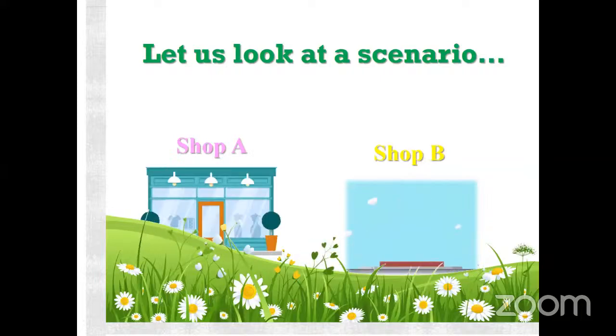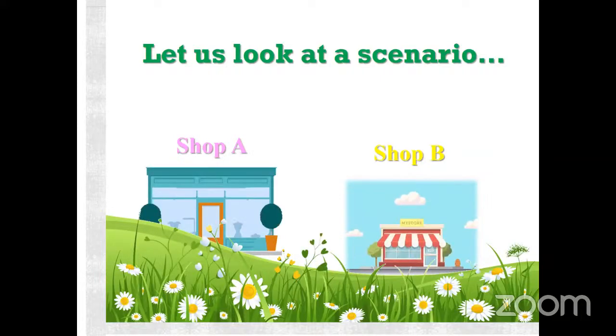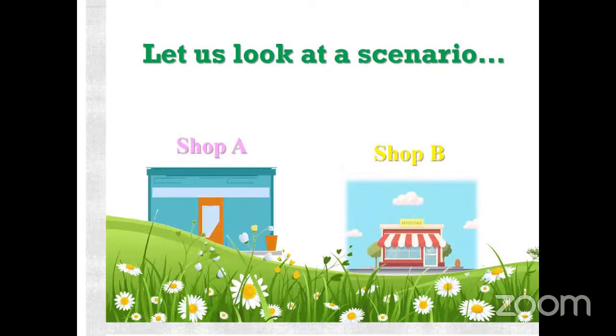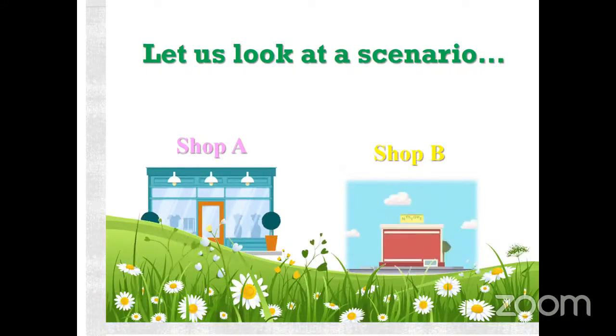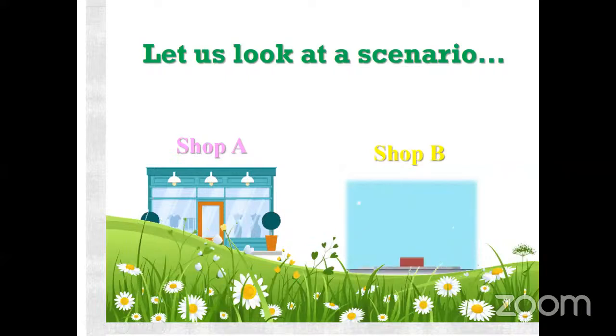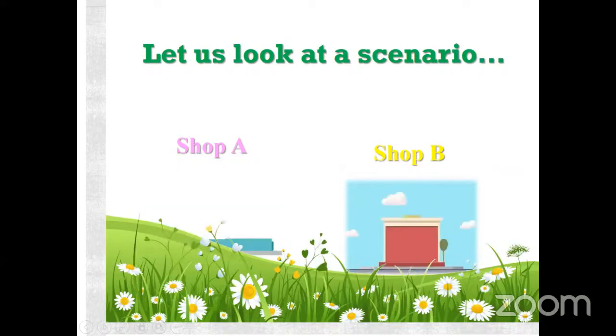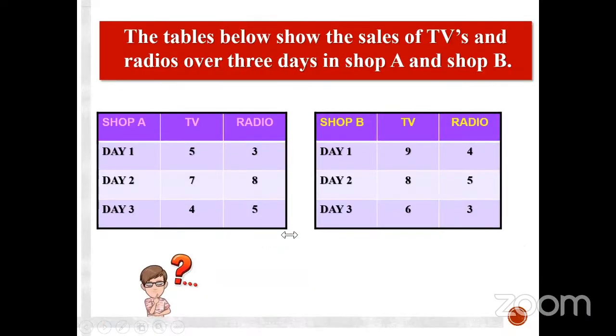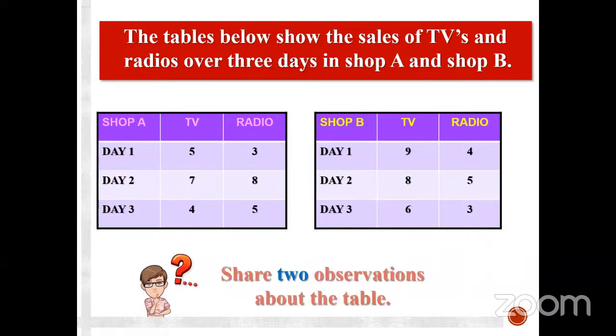We're going to start with a scenario and look at these two shops. We're going to find out what is happening in the background with these shops and see if that information can be useful for us as we explore the concepts related to matrices. So here we are. The tables below show the sales of TVs and radios over 3 days in shop A and shop B. Get your fingers ready. Get your microphones working because I'm going to be asking you a few questions and I'd love to hear your responses.